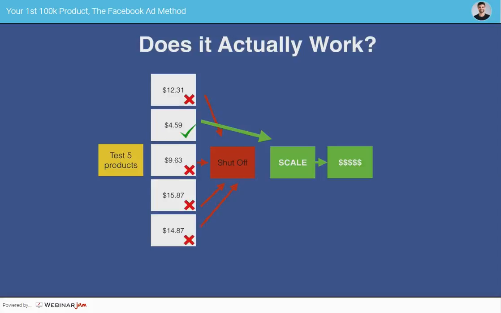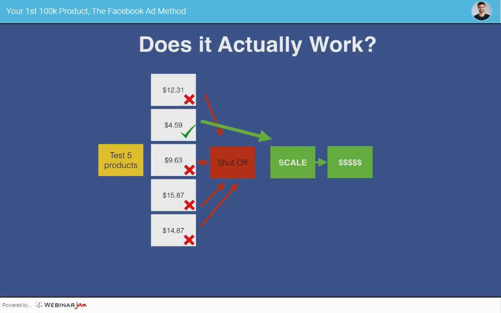Now, does it actually work? Let's take this situation. We test 5 products. Out of the 5 products, 1 works. What you're seeing here is the cost per purchase. One got us $12 cost per purchase, one got us $4.59, one got us $9.63, one got us $15 and $14. These are 5 different products. Four of those just aren't profitable: $12 is too much for us, $9 is too much, $15 is too much, and $14 is too much. But this $4 one is good for us.